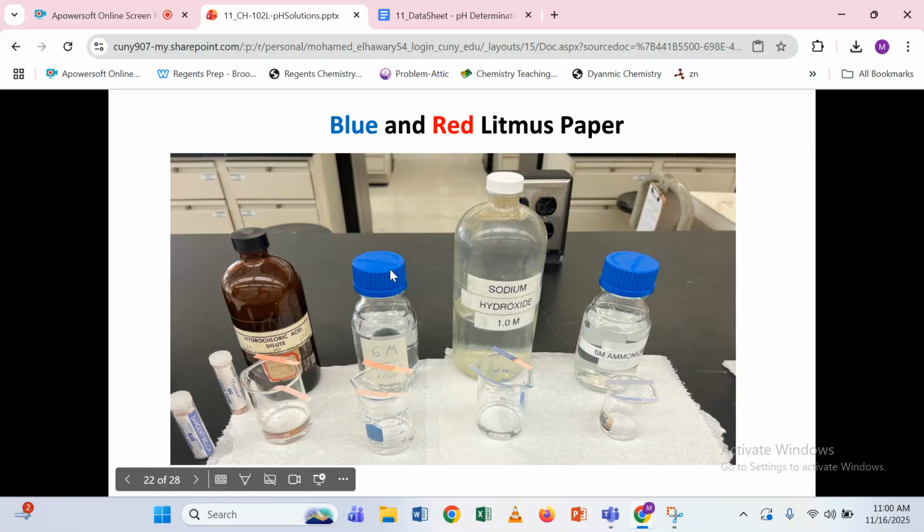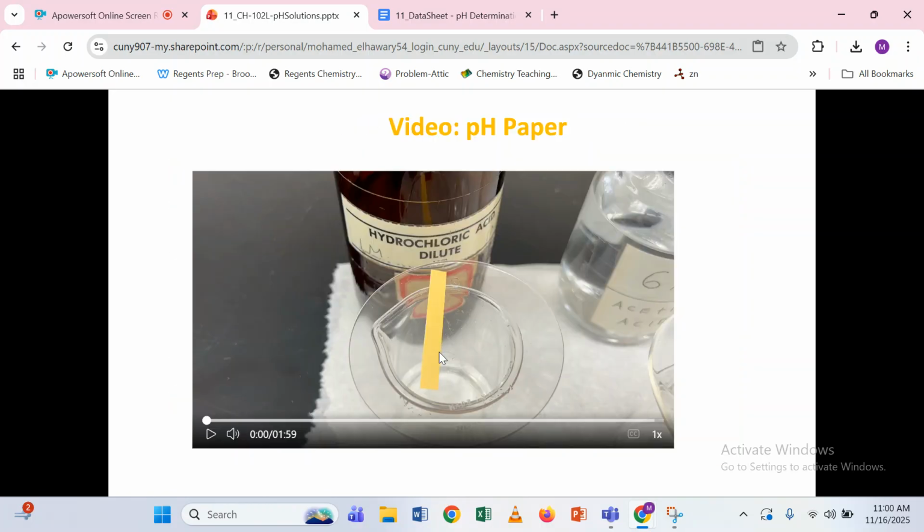All right, very good. Now here are the results: blue and red litmus paper. So we got blue and red. The red litmus paper, if it's an acid, it turned red. The blue litmus paper, when it's an acid, it also turned red. Let's look at the bases. The bases, the red litmus paper turned blue, and the blue litmus paper also turned blue.